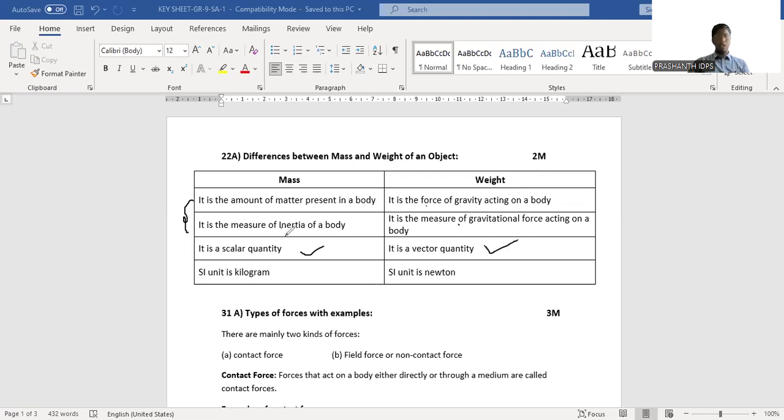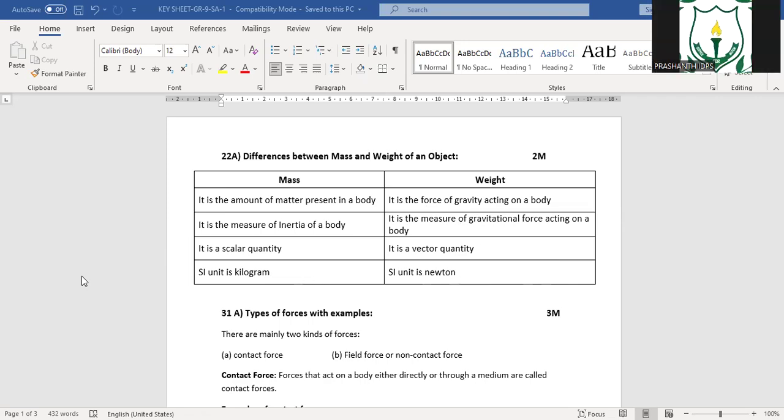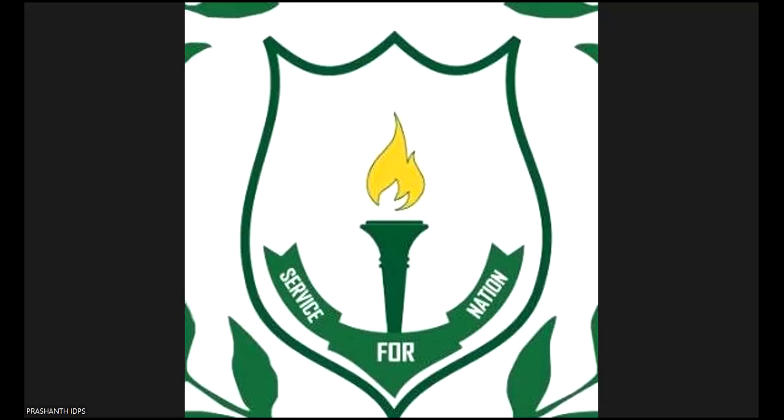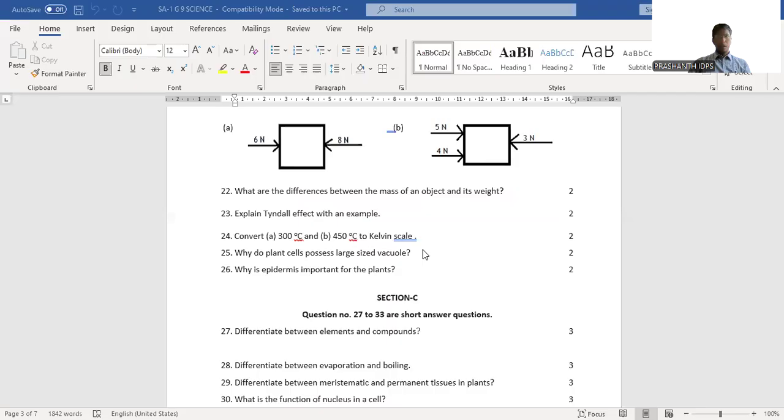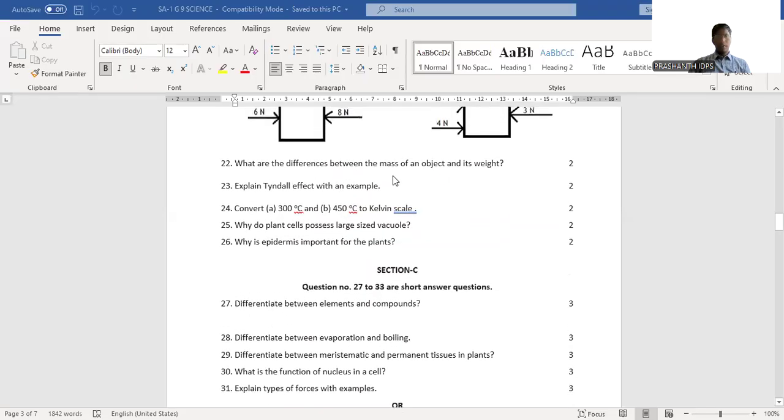You know what a scalar quantity is: it has only magnitude but no direction. A vector quantity is a physical quantity which has both magnitude and direction. The SI unit of mass is kilogram and the SI unit of weight is Newton. While writing the scientist's name, you should write small letters. Only capital L will be the answer for the 22nd one. Okay, fine. Let us go to the question again. So mass and weight differences is done. This 21st question is done.